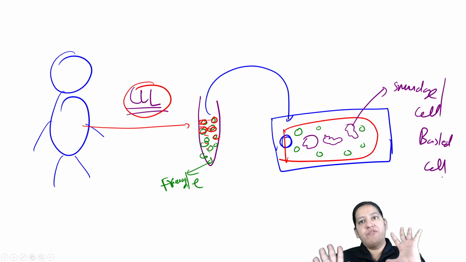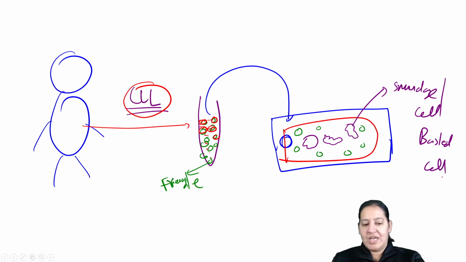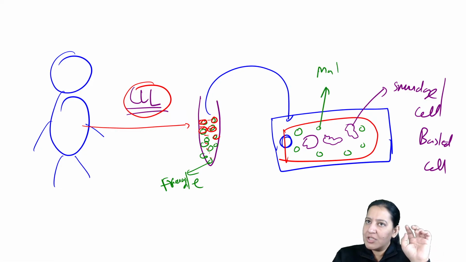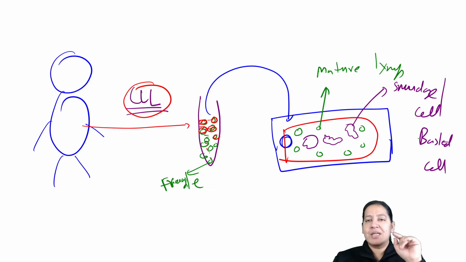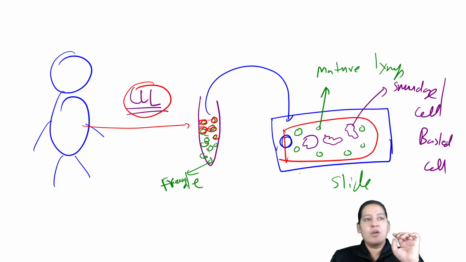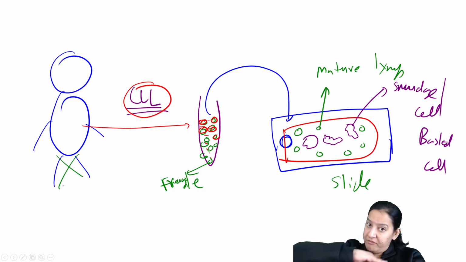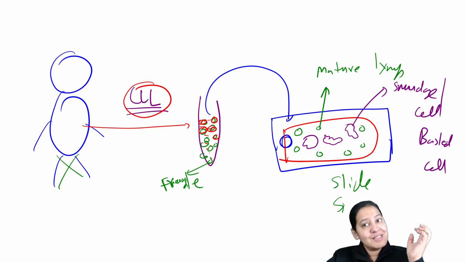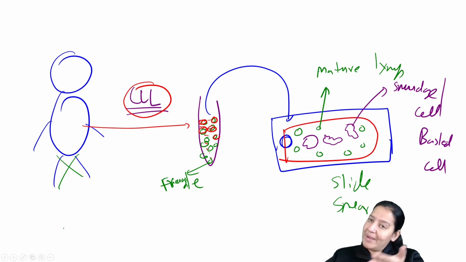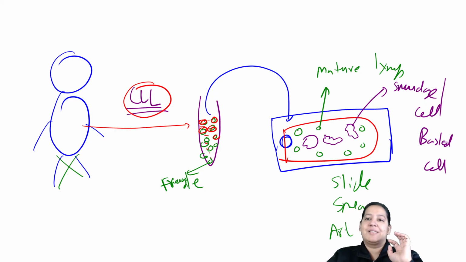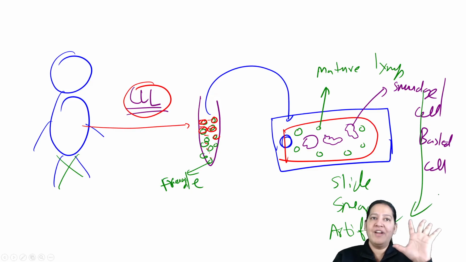In the peripheral smear of a patient with CLL, you get two things. Number one, small mature lymphocytes, and number two, the bursted cells. Smudge and basket cells are present only on the slide. They are not present in the patient. They are formed during formation of the smear. So these are artifacts. Smudge and basket cells are the artifacts of the smear. Have you got it?